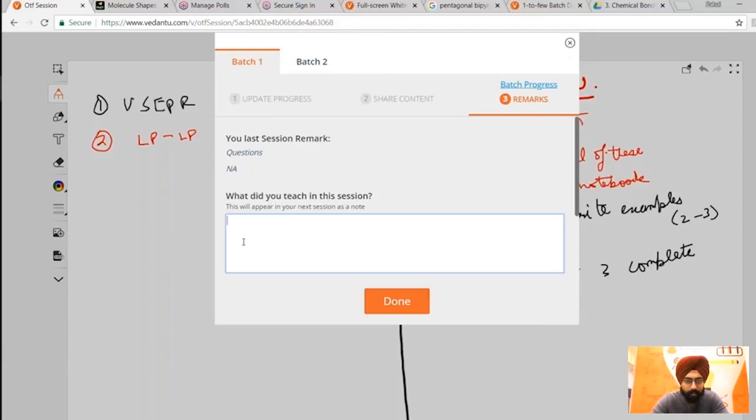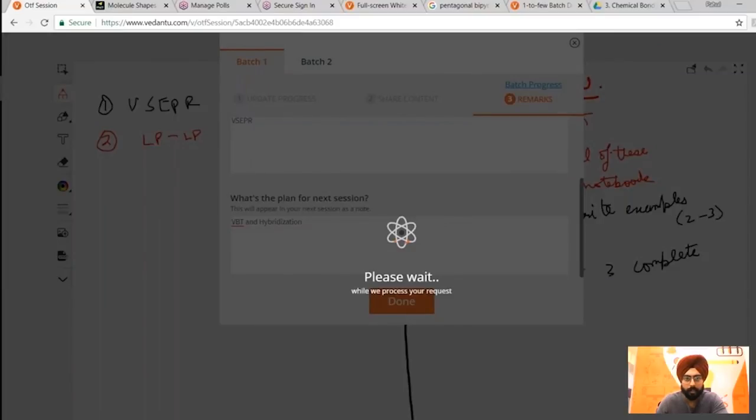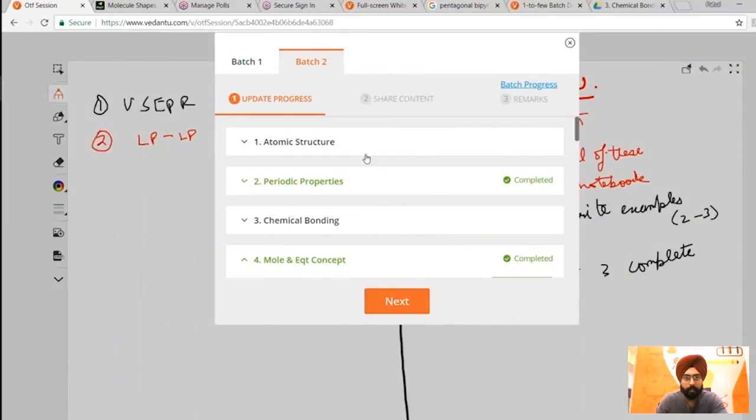Anyway, so what did I teach in this session? VSEPR. What are we going to do in the next session? आजा नीचे. Valence bond theory and hybridization. ठीक. So this is what we'll do in the next class. कर लिया अपन ने. अरे यार.